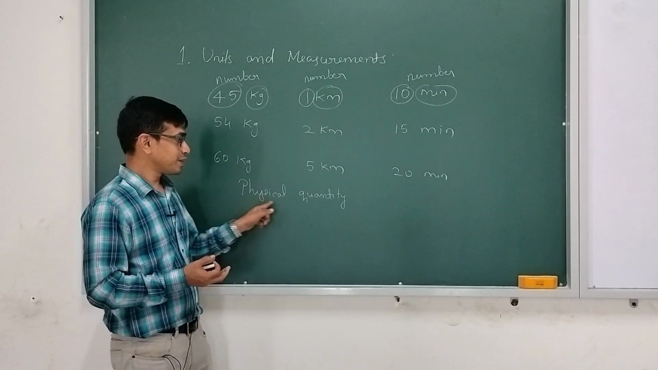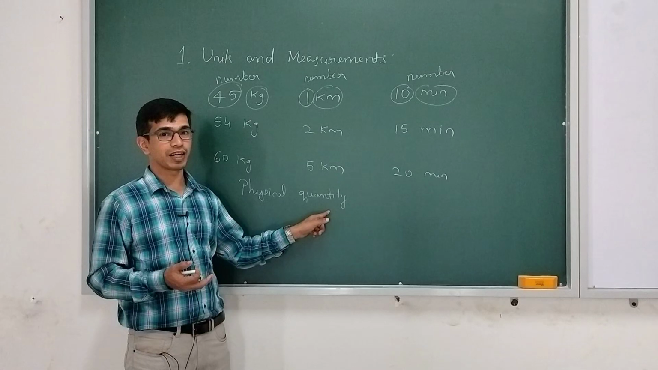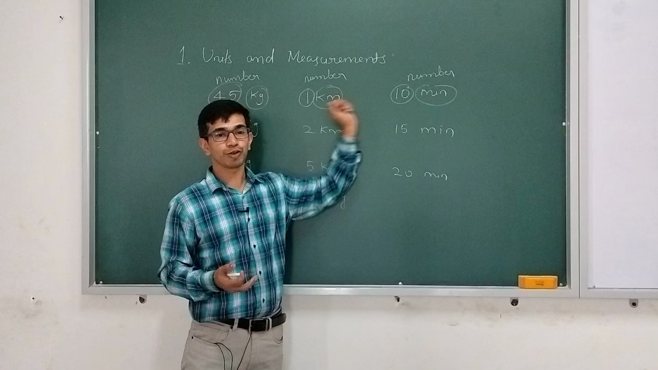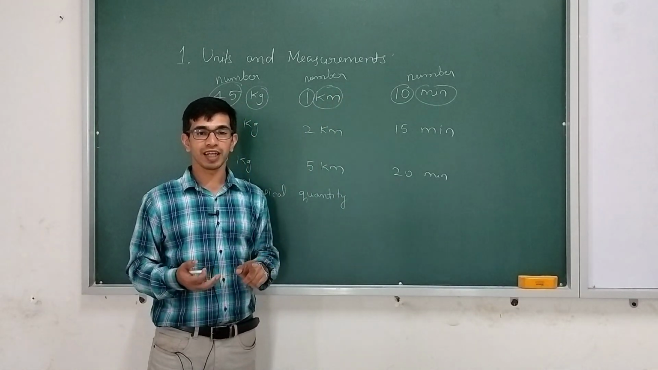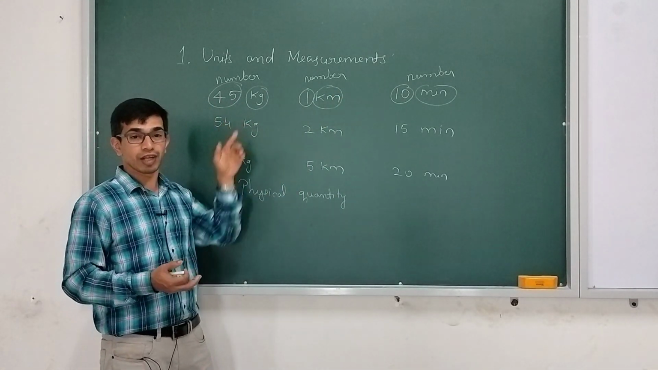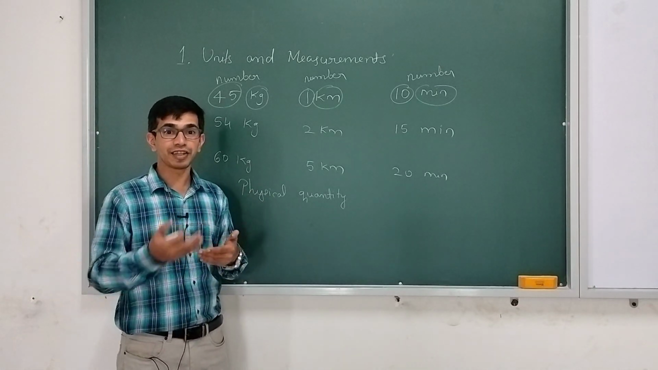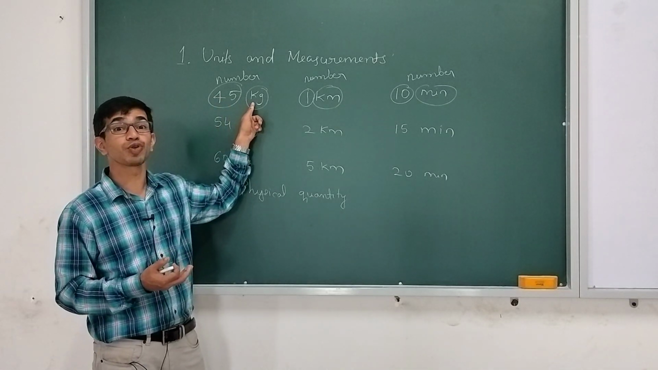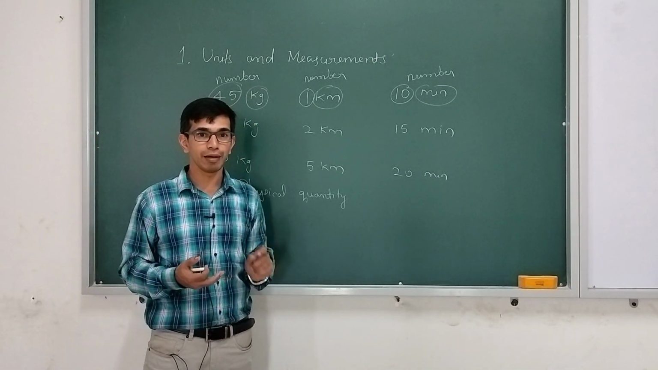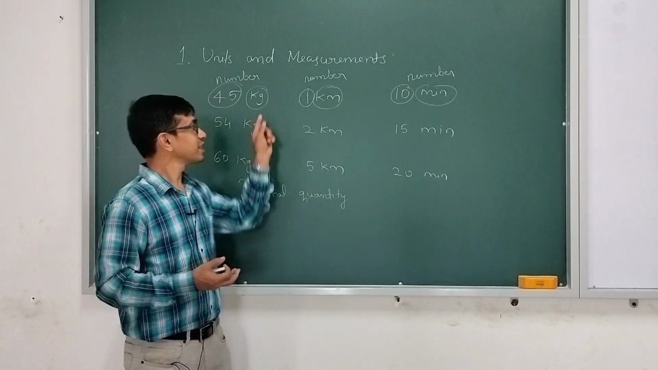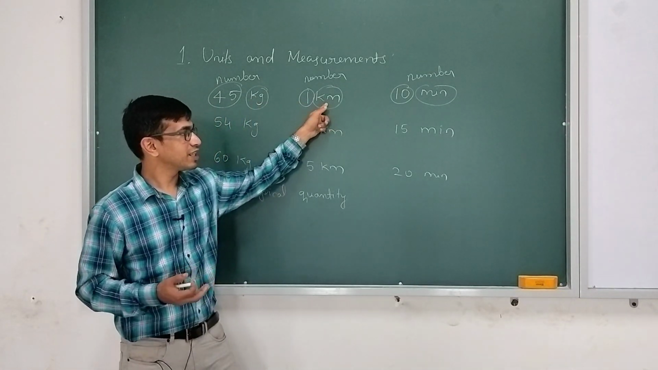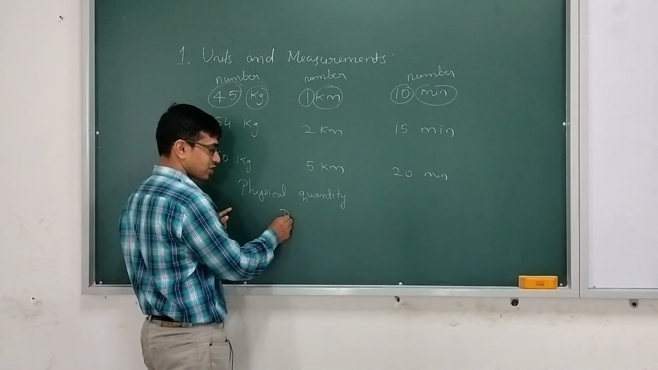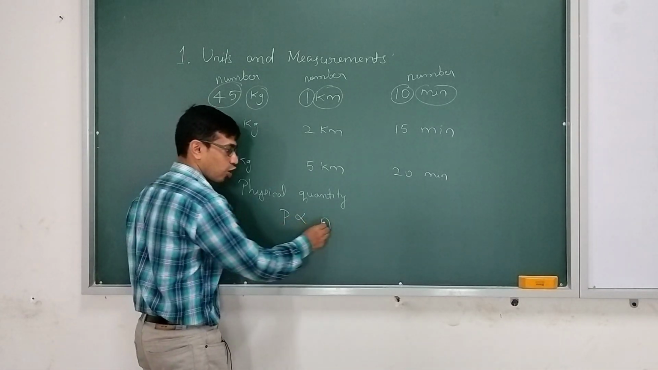Now, we represent a physical quantity by a number. 45 is a number, 1 is also a number, 10 is also a number. Each and every physical quantity should have a number which is measured. With a number we have a specific factor, we call it units. Each and every physical quantity must have its own unit. Kg is a unit, kilometer is a unit, minute is also a unit. Like that, a physical quantity P must consist of a number along with the unit.